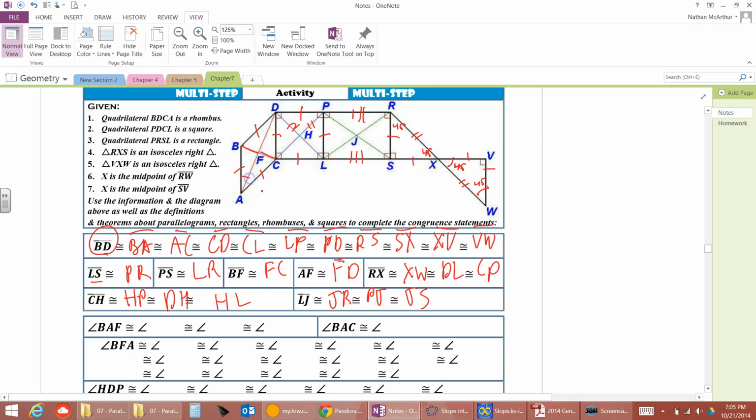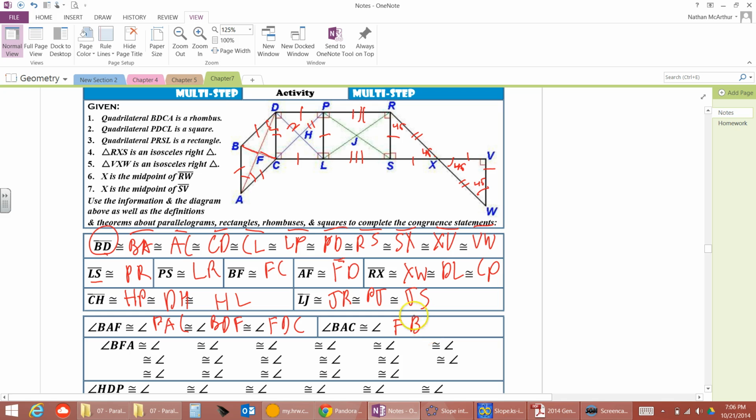BAF is this angle here, and it's congruent to the others because it's a rhombus. Rhombus means we bisect the angles. So I say angle FAC, and they're also equal to this other side over here, which is going to be BDF and FDC. That's just off of the rhombus. We've got those 4 are congruent.